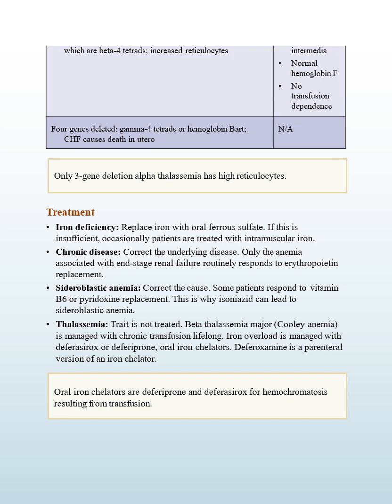If we have beta 4 tetrads, we have increased reticulocytes. In this case, we'll have intermediate beta thalassemia. We'll have a normal hemoglobin F and also no transfusion dependency. In case that we have four genes deleted, we'll have a gamma 4 tetramer, or hemoglobin Bart.